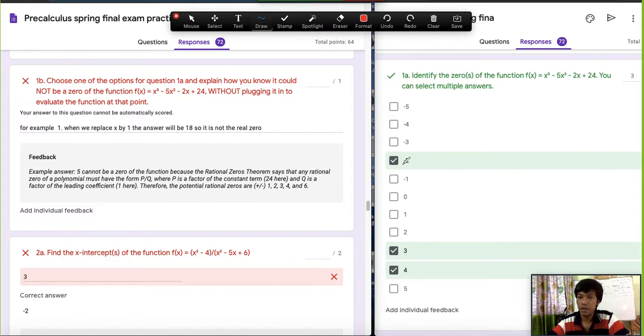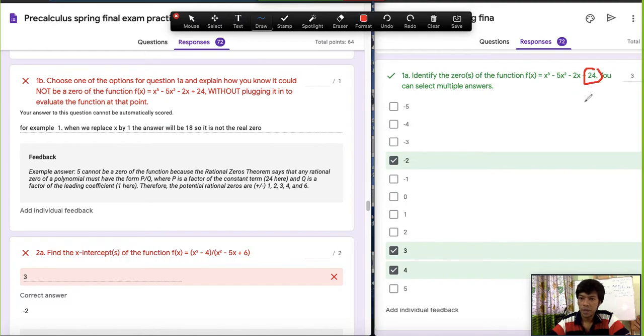So I said, for minus 2, if you put it here, the answer will come 0. But without putting the value, how do you know that some answer from here is not correct? Because of this number 24. The factor of 24 will be the answer. The answer has to be a factor. You will see minus 2, 3 and 4, all of them are factors of 24.